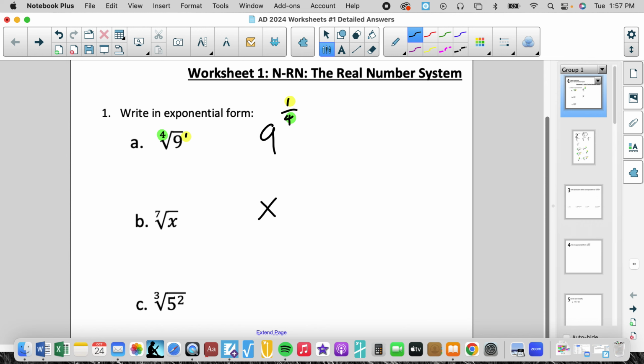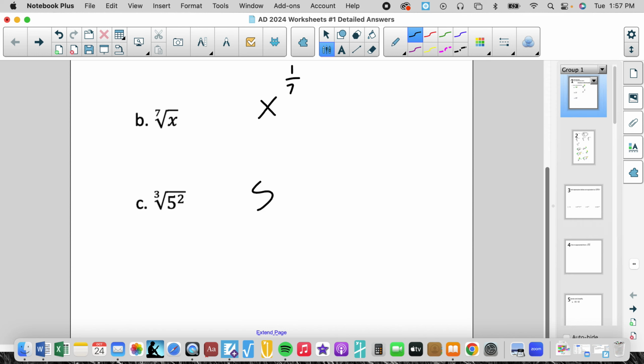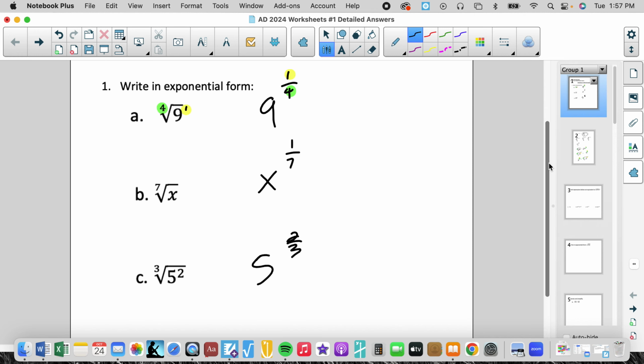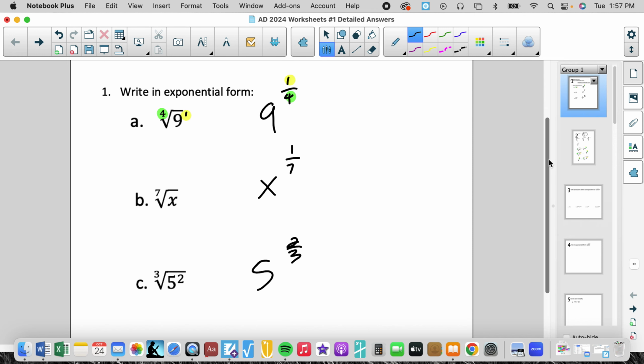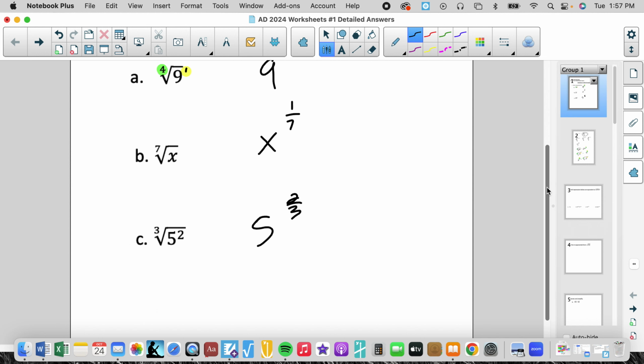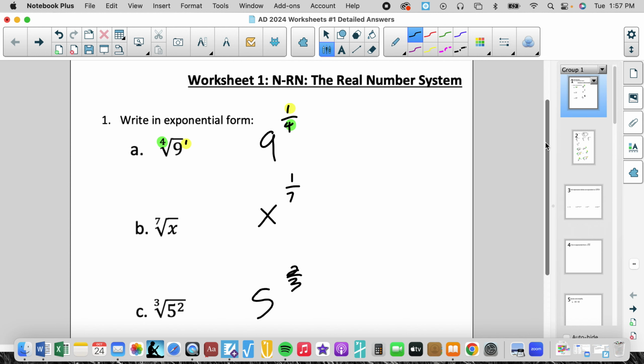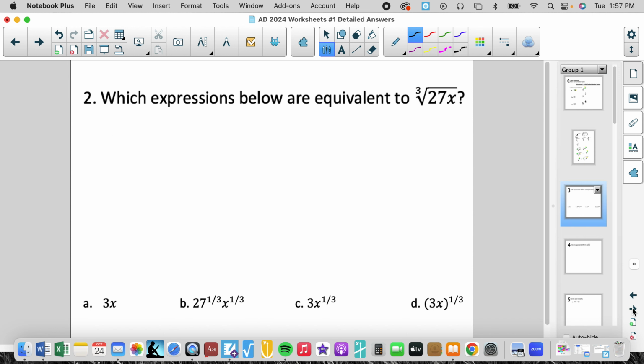X to the 1/7, and this is where we see that example of multiple things. So that's 5 to the 2/3. 2 is the power, 3 is the root. The power goes in the numerator, the root goes into the denominator. Okay? And we don't have to simplify these problems. Let's look at the next.